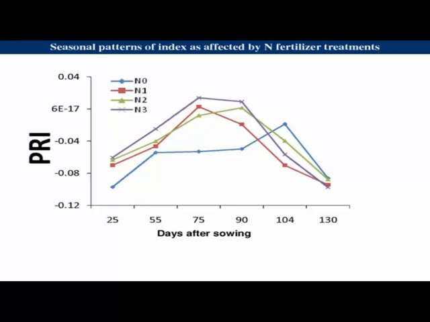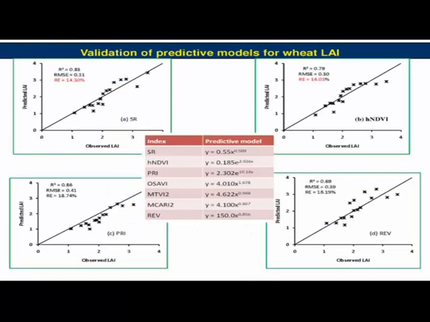Using these indices, we could develop some of the models, like the simple ratio, HNDVI, PRI, and soil adjusted vegetation index. All those indices are given here, and an empirical approach was used to develop these prediction models, which are evaluated with respect to LAI, leaf area index. You can see here the R-square values are very significant: 0.83, 0.79, 0.69 and 0.86 using different indices.